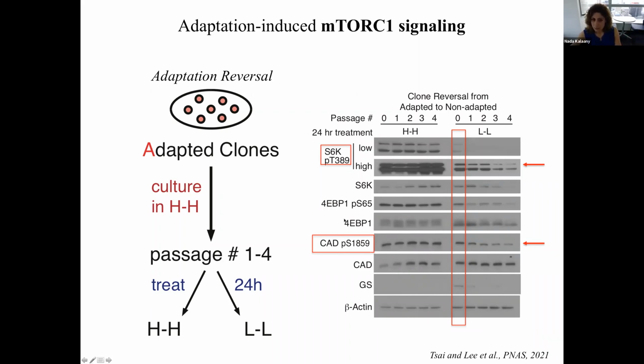And as would be expected, because CAD is the substrate of S6K1, we saw a similar decrease in CAD, the rate-limiting enzyme in pyrimidine synthesis. Also similarly, mirroring mTORC1 signaling is a decrease in glutamine synthetase levels. So this assay simply indicated to us that it is most likely that the adaptation of these cells to low medium is non-genetic. So that was super exciting to us.